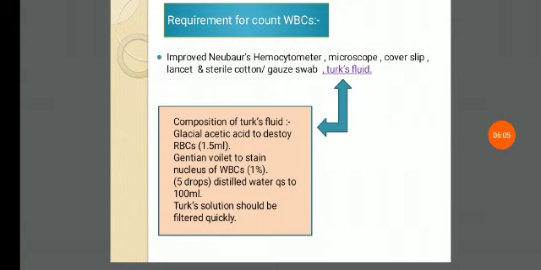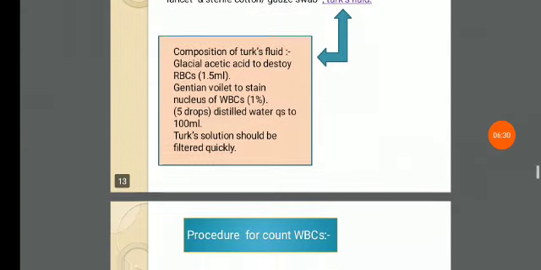So what is the composition of Turk's fluid? Glacial acetic acid to destroy RBCs, 1.5 milliliter; gentian violet to stain the nucleus of WBCs, 1%, 5 drops; distilled water, 200 ml. Turk's solution will be filtered quickly and our Turk's fluid is prepared.